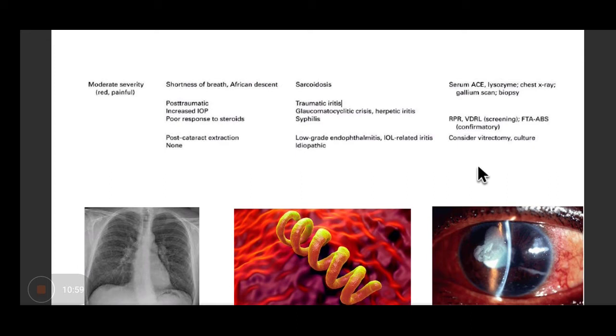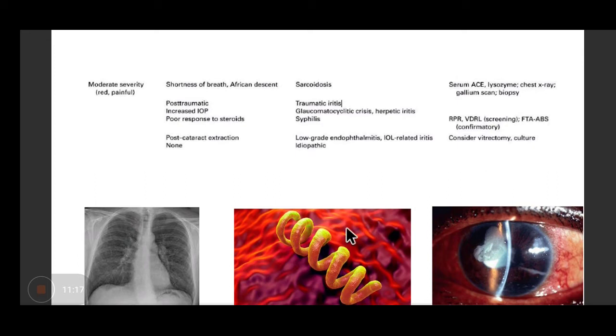another history. You have to take history of shortness of breath, any African descent history. In such patients, it is important to rule out sarcoid. So how will you rule out sarcoid? You will order serum ACE. Serum ACE is the angiotensin converting enzyme, which is increased in sarcoid. You will order lysozyme, which is also increased in sarcoid.